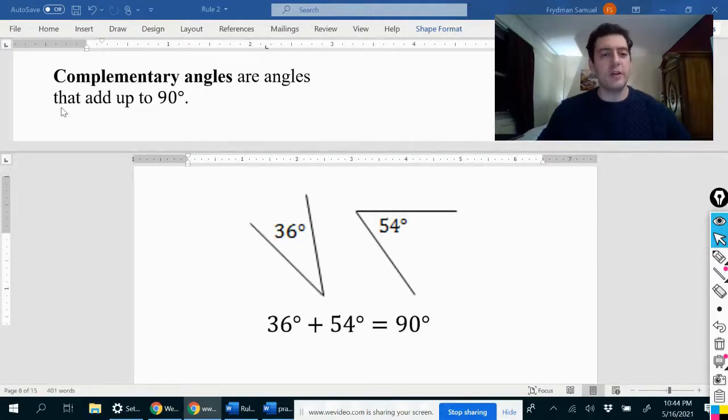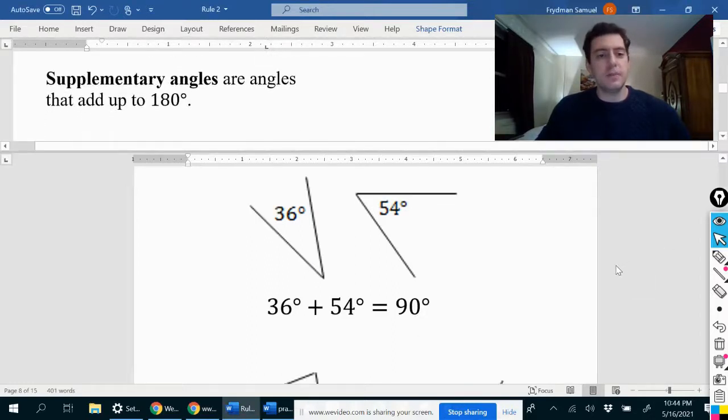Complementary angles are angles that add up to 90 degrees. So over here we see an angle which is 36 degrees. Here we see an angle which is 54 degrees. 36 plus 54 is 90. So these angles would be complementary because they add up to 90 degrees. Simple enough.